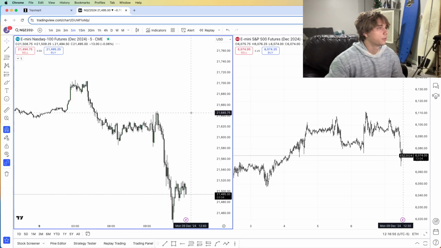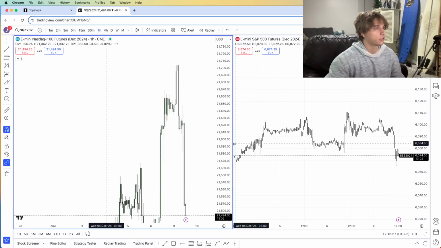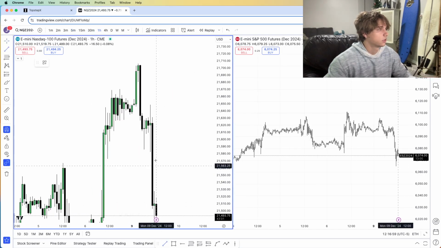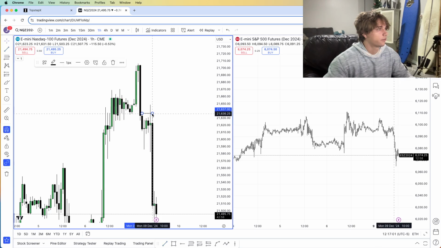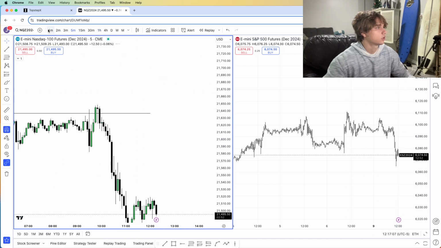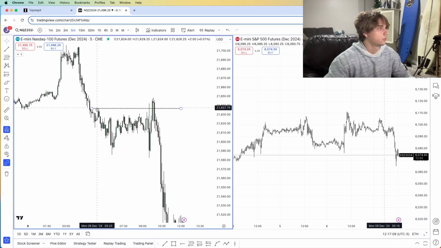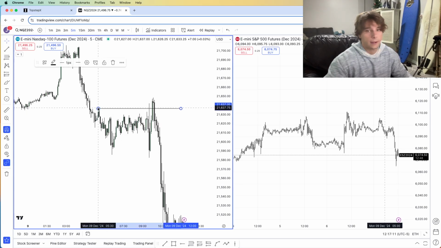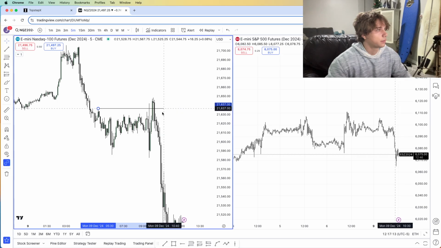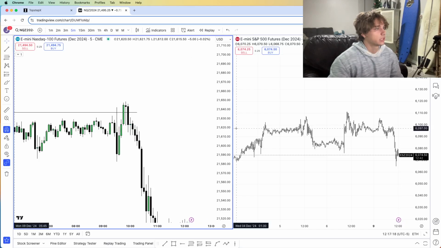And then going into open, if we mark out this untapped 1 hour fair value gap right there, we can see that it was right here at this high, and we hadn't swept it yet until market open at 9:30. So what did we get?